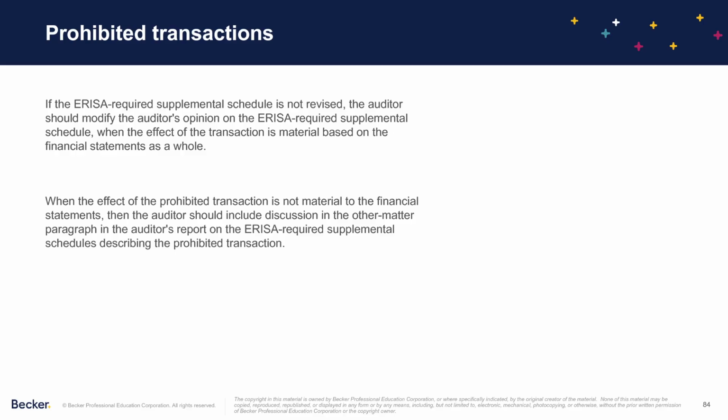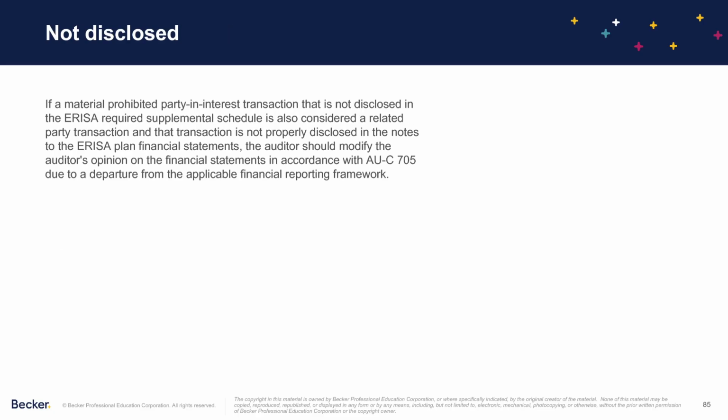When it's not material, then they're going to ask us to include an other matter paragraph describing the prohibited transaction. So even though it's not material to the financial statements as a whole, if we are aware of the prohibited transactions, they are asking for an other matter paragraph to alert people to the fact that it's missing, even if it's not material. If a material prohibited party in interest transaction that is not disclosed is also a related party transaction, that is not disclosed in the financial statements as well, because remember, related party disclosures are still relevant, even though it's a plan financial statement.